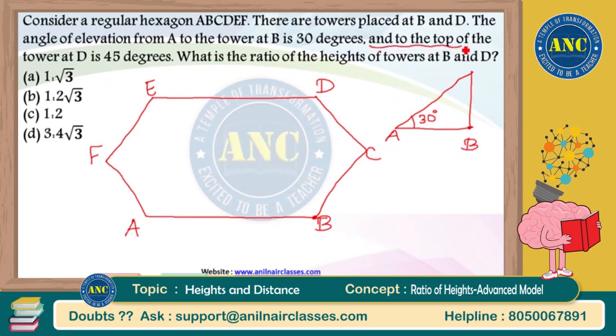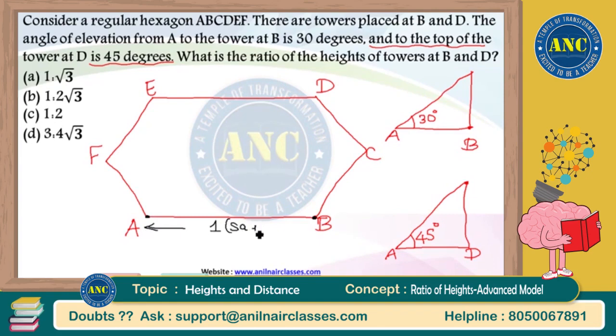Similarly, the angle to the top of tower D is 45 degrees. From D, there is a tower, right? So this particular thing is, from point A, the angle of elevation to the top of tower D, given in the question as 45 degrees. Now I hope these two are very clear for you people. Now see here, sir. Can I say what is the ratio of heights of towers at B and D? The ratio of heights is what I require. Now think logically. This entire side AB, let me assume it as 1 unit.